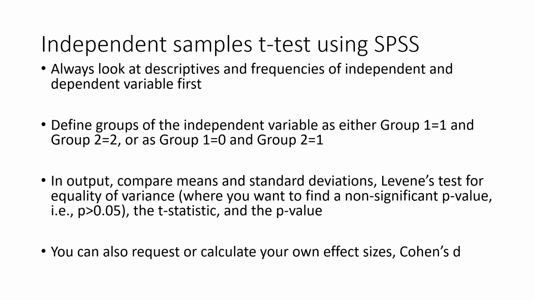Then, of course, you'll have the t-statistic itself and the p-value. The p-value will tell you whether or not the result, the difference that you found in your sample, generalizes to the population. You can also request or calculate by hand your own effect sizes, and the most common effect size is what we call Cohen's d.